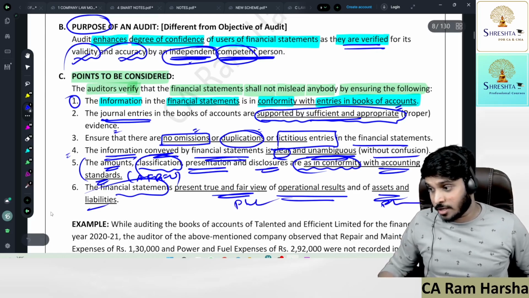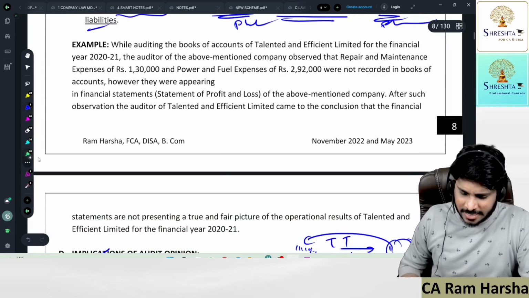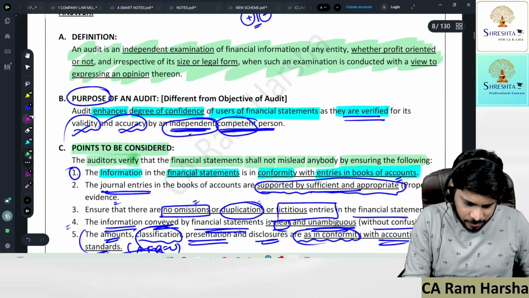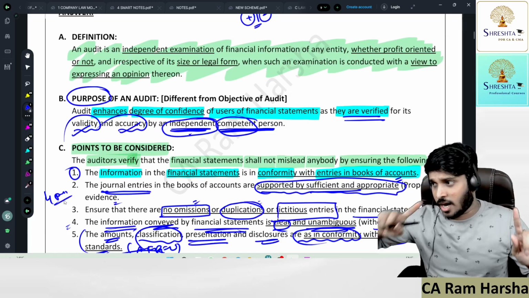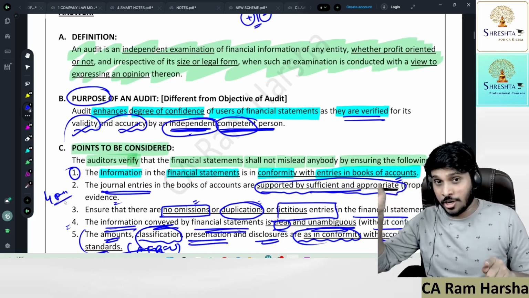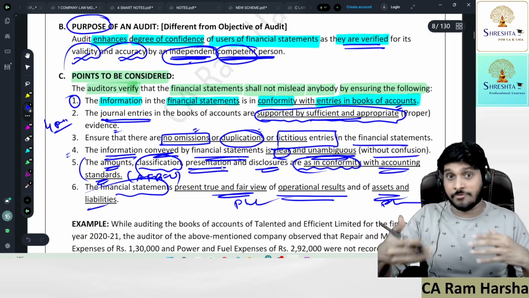So they have given an example here. What points will you consider, how will it impact? You see here, we have given an example. This question is over, simple. What are the points to be considered? Six points were given. No, any four points you need to write from an exam point of view. What are they? See whether balance sheet and P&L are matching with books. See whether each and every journal entry in the book has a supporting document. Third, you need to check whether there are any omissions, duplications, or fictitious entries.